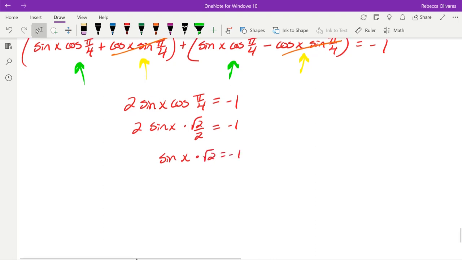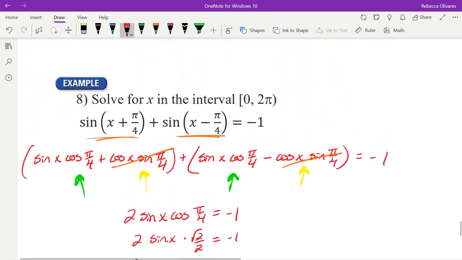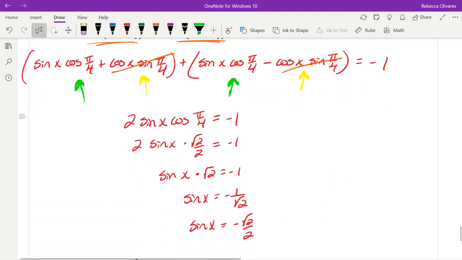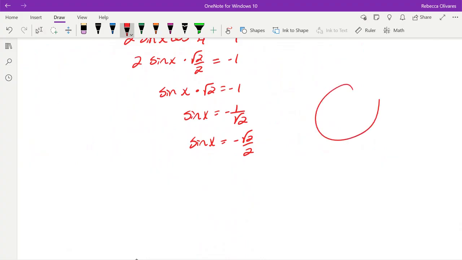Let's divide both sides by the square root of 2. Sine of X equals negative 1 over the square root of 2, or of course we can call that sine of X equals negative root 2 over 2. And checking back with our instructions, they just want us to solve for X within 1 revolution of the circle. So looking at the unit circle where the sine would be equal to negative root 2 over 2, that's going to be in quadrant 3 and quadrant 4. So X is 5 pi over 4 and 7 pi over 4.